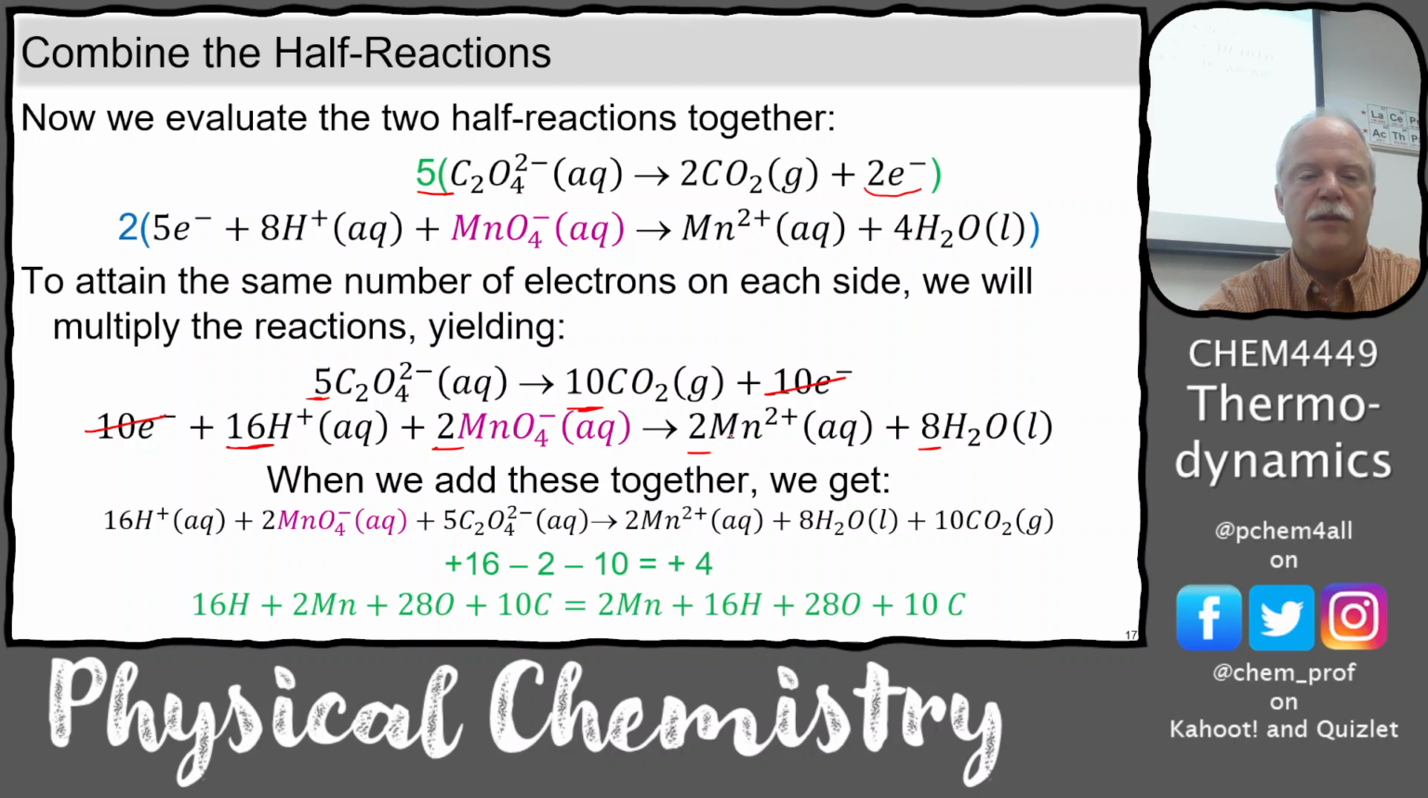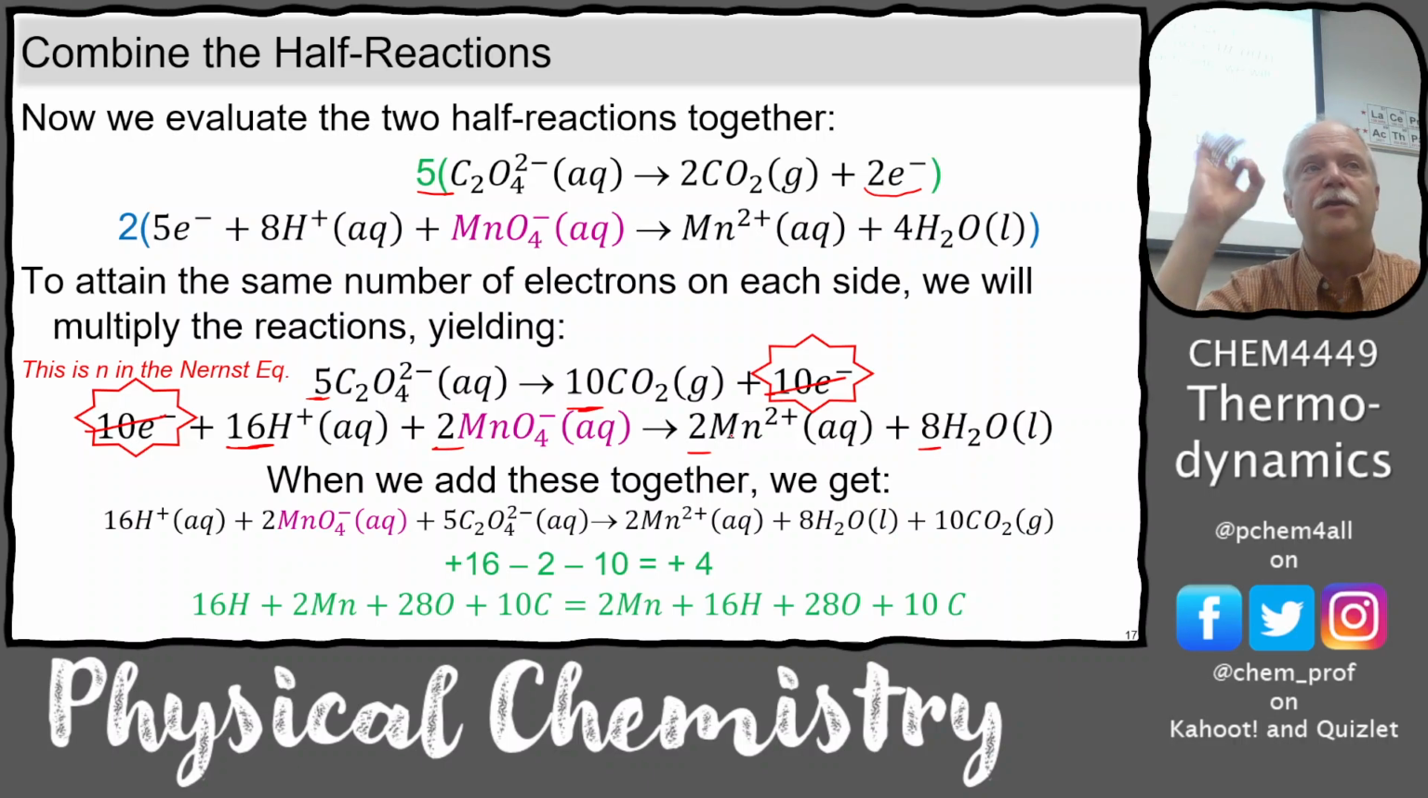So notice it doesn't go down to 0, it just goes down to +4. And we check the atoms, 16 hydrogens on both sides, etc. So everything balances out. And so we checked our work. And then this is the N in the Nernst equation. So if we did the Nernst equation with this reaction, not only do we balance it, but we now know what to use for N in that Nernst equation.